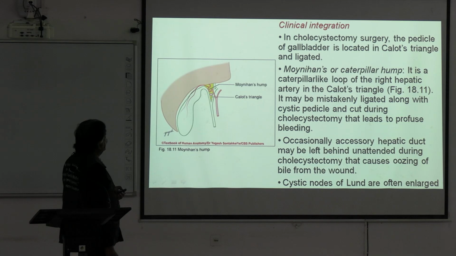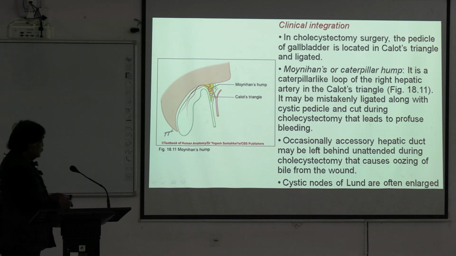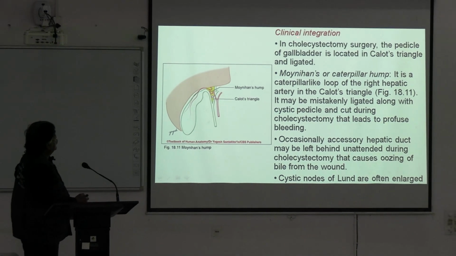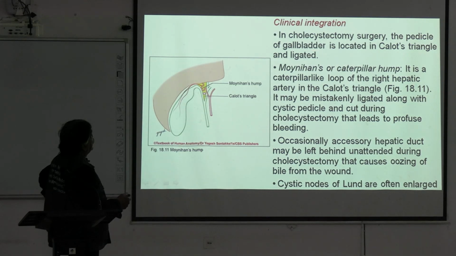Next. Now, clinical integration. In cholecystectomy surgery, the pedicle of the gallbladder is located in Calot's triangle and ligated. This is the part. This portion.